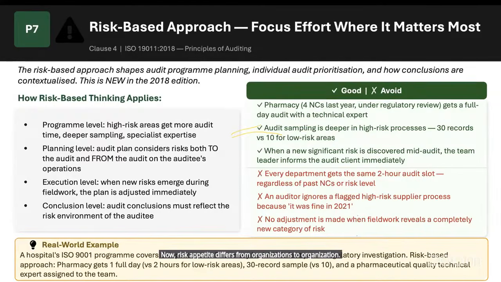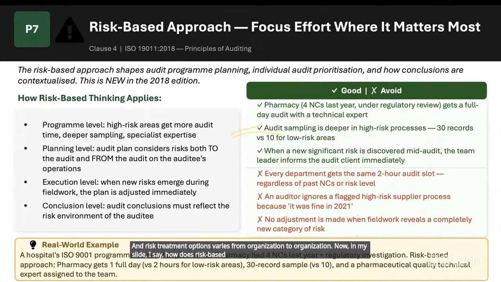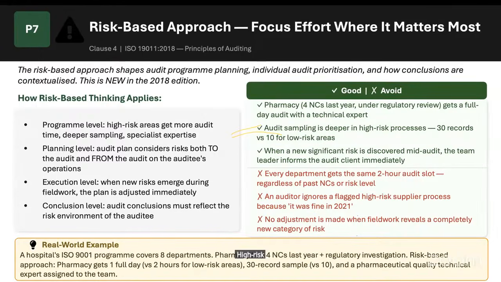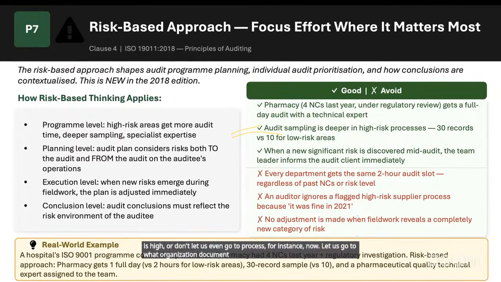And risk treatment options vary from organization to organization. Now, in my slide, I say, how does risk-based thinking apply? At program level, high risk areas get more audit time, deeper sampling, and specialist expertise. Now, organizations have documented whether a process is high or not. Now, let us go to what organizations document as high, as medium, and as low.